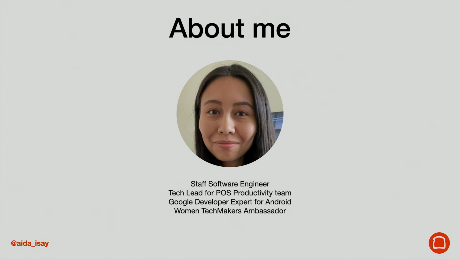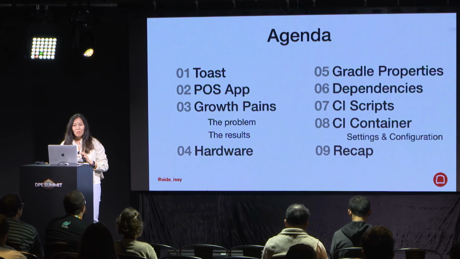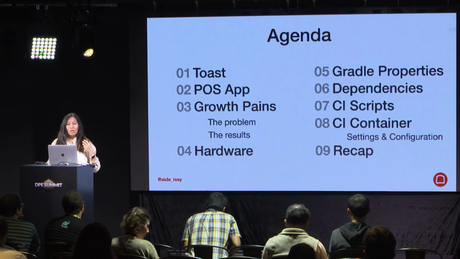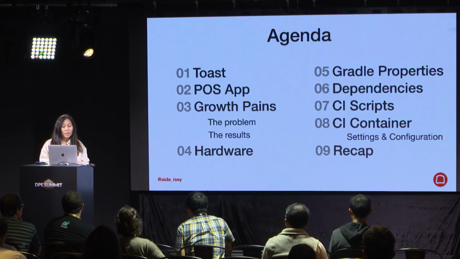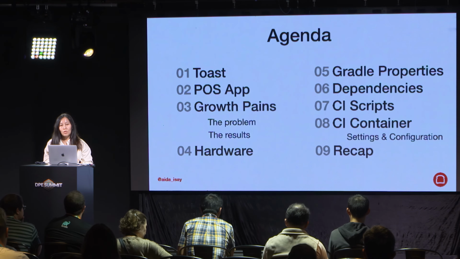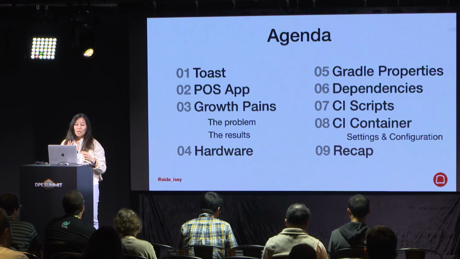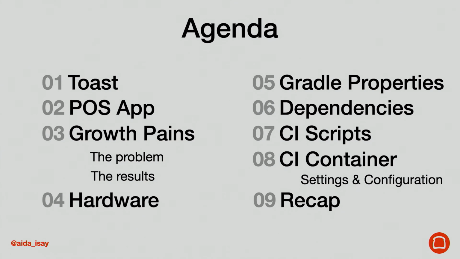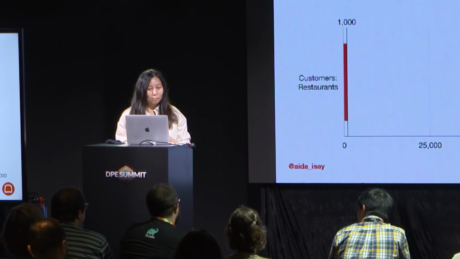Let's move on. So a little bit about me. I'm a staff software engineer and tech lead for the POS productivity team at Toast. And today we're going to be talking a little bit about Toast, a little bit about our point of sale app. We're going to talk about growth pains that we have experienced. And then we're going to talk about quick wins and low-hanging fruits that you can address within your build system, whether it's hardware, Gradle properties, dependencies, updating CI scripts, looking at the settings in your CI container, and so on.